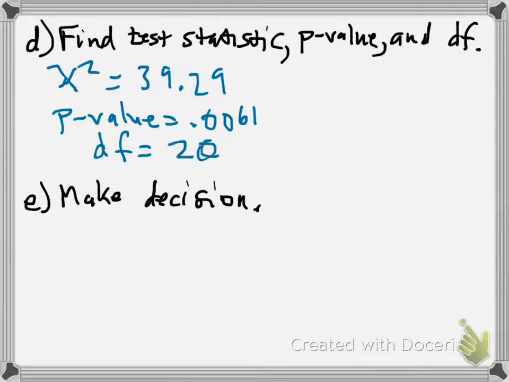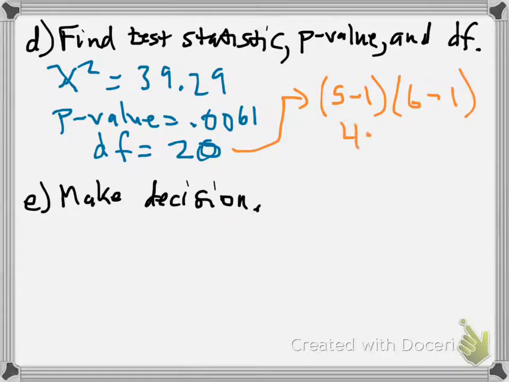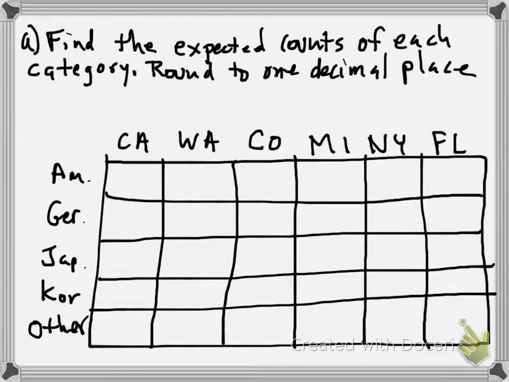And the degrees of freedom is 20. How did we get the degrees of freedom? Like if I ask you this question without a problem like this, how do we get this degrees of freedom? It was the number of rows minus 1. How many rows were there? 5. Times the columns minus 1. There are 6 columns, so it's going to be 4 times 5, which is 20. Yay!